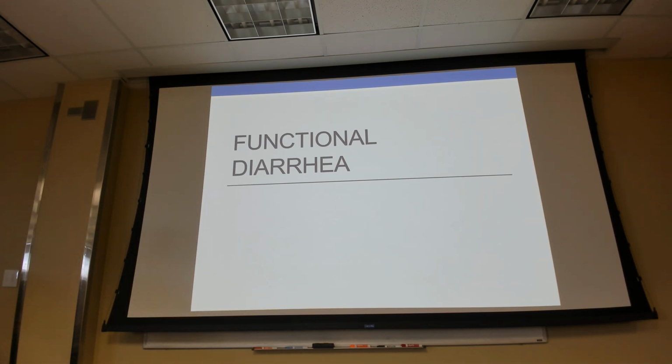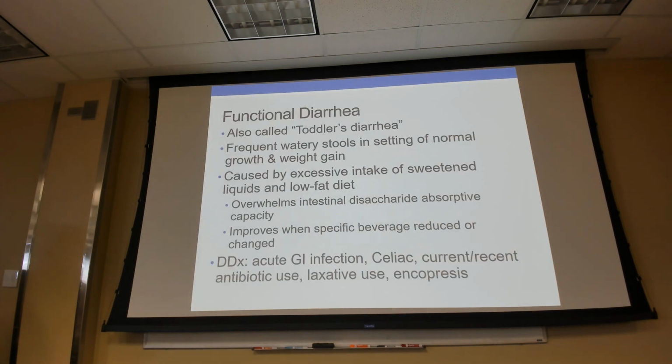Now we're in Bristol 5, 6, 7. Okay, so we have functional diarrhea. So again, not to read you GI, but talking specifically about things that affect toddlers. A toddler's diarrhea is a specific entity, and this is why pediatricians hate juice so much.